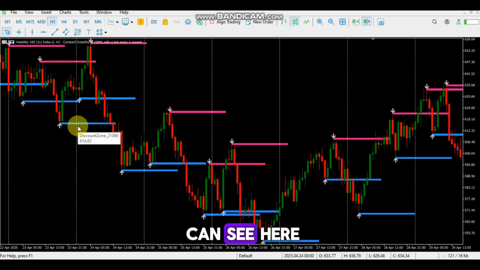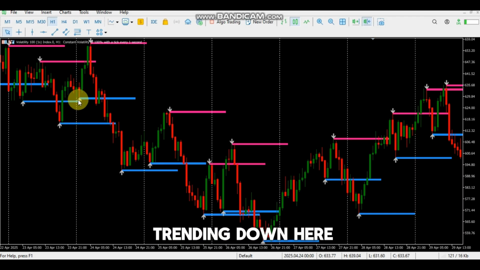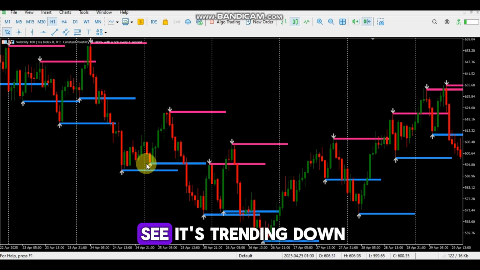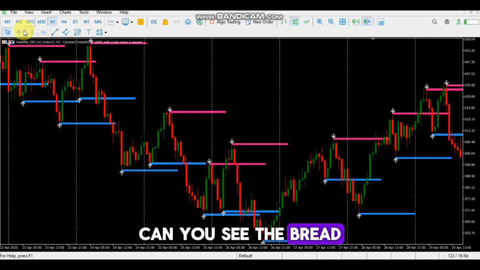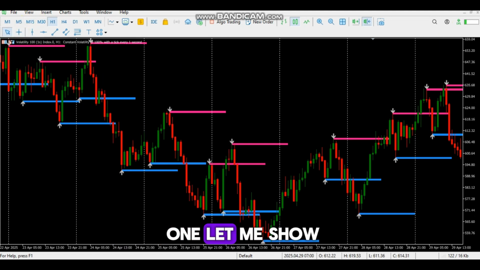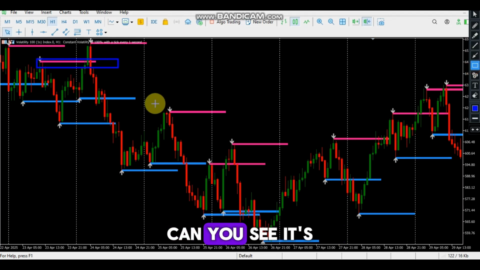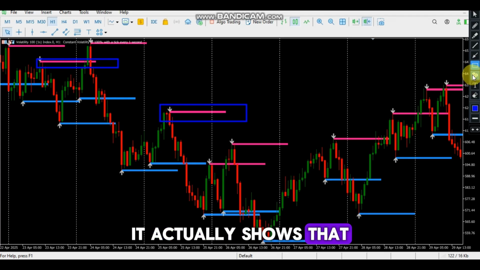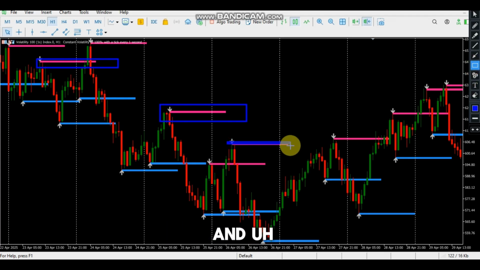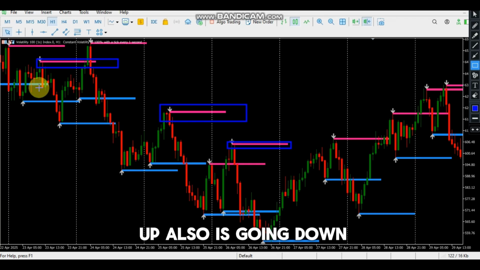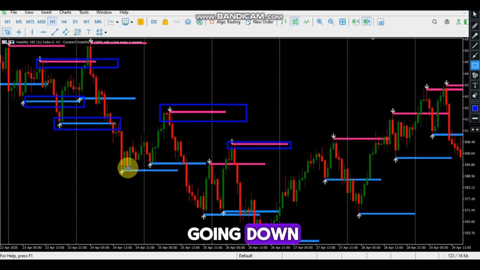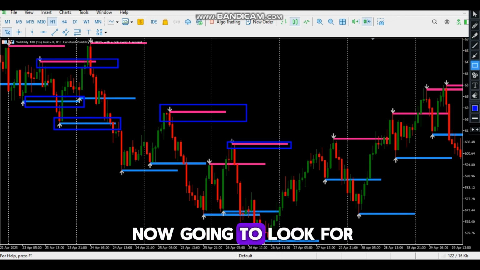So what you can see here is the market is kind of trending down. Why do you see it's trending down? Can you see the red, this one? Let me show it to you. This down is actually going down. Can you see it's laying down? It shows that it is in a downtrend, and this up also is going down, which shows it is going down.